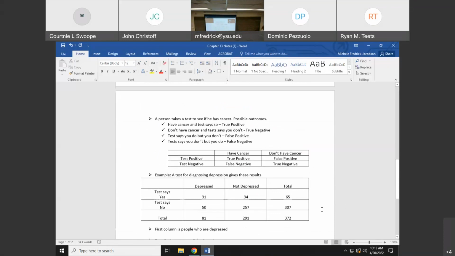A person takes a test to see if he has cancer. Here are the possible outcomes. You have cancer and the test says no. Now, notice right here, the true positive, true negative, false positive, false negative. The positive and negative, that's what the test says. So the test either tests you positive or negative. True and false is whether the test is right or wrong. So if you had cancer and the test says you do, then that's a true positive because you tested positive and it was true.